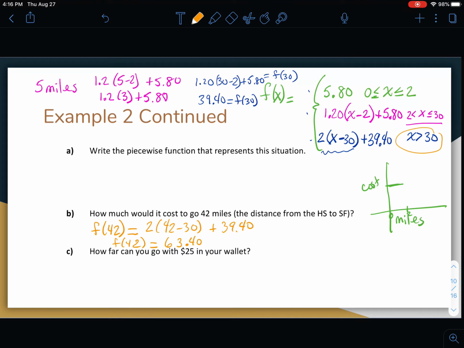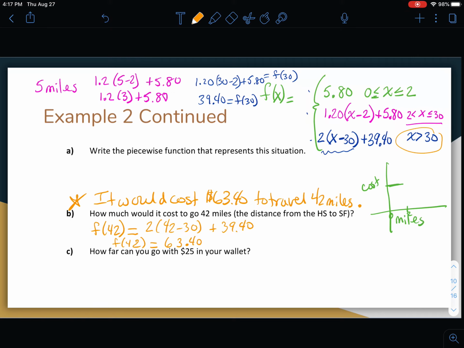$63.40. Now, you're going to make sure you write this in a sentence. So you are going to say it would cost $63.40 to travel 42 miles.